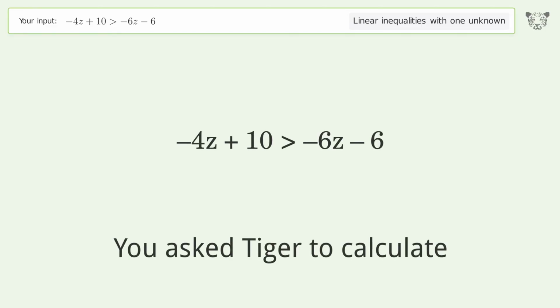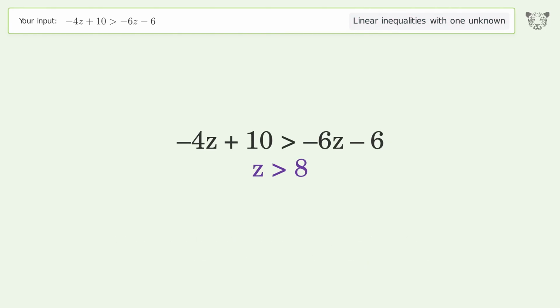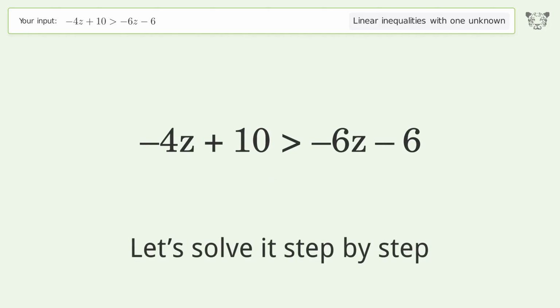You ask Tiger to calculate. This deals with linear inequalities with one unknown. The final result is z greater than -8. Let's solve it step by step.